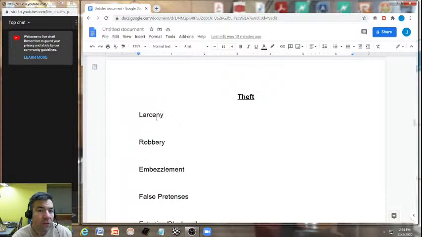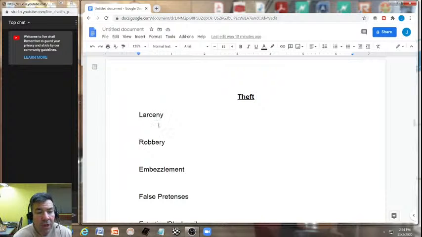Larceny is the trespass, retaking, carrying away the personal property of another with the intent to permanently deprive the owner thereof. Again, to recap that, larceny is the trespass or retaking, carrying away personal property of another with the intent to permanently deprive the owner thereof.